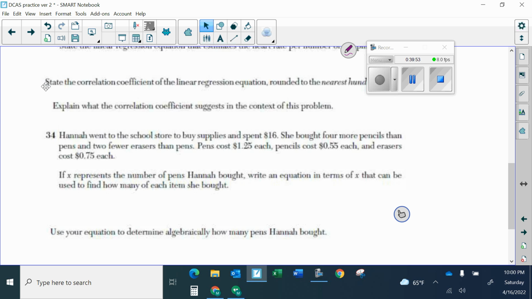Okay, 34. Hannah went to school to buy supplies and spent $16. She bought 4 more pencils than pens.